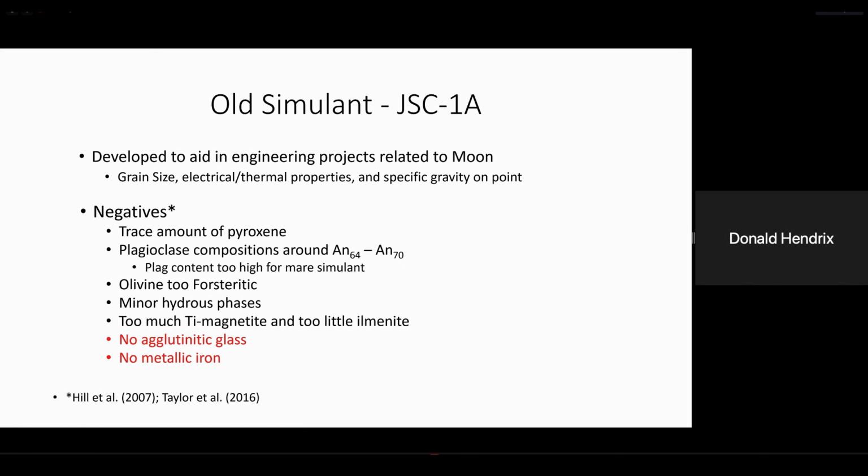There is only a trace amount of pyroxene, and if you're trying to replicate the lunar mare, that's a no-go. The amount of plag present in JSC1A is too high to be an adequate mare simulant. The plag chemistry in JSC1A is between about An64 and An70, while on the moon you have about An85 plus most of the time. The olivine in JSC1A is too forsteritic, or there's too much magnesium present in the olivine. There are clay minerals present in JSC1A, and there are no clay minerals present on the moon. JSC1A has too much titanomagnetite compared to ilmenite, but the primary drawbacks are that there's no agglutinated glass nor metallic iron, which are primary characteristics of lunar dust.